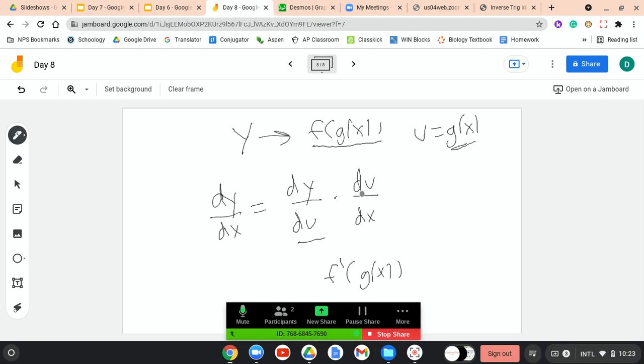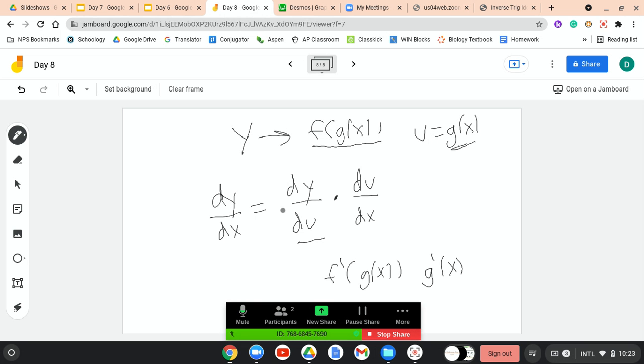Uh-huh. And you see how the derivative of u with respect to x, if u is g of x, is just g prime of x, the derivative of g with respect to x. Yeah, so then you just get the chain rule that we like. Yep, exactly. So do you see how Leibniz notation works? Could you read this and understand what it's saying now? Yeah, I do. Cool.